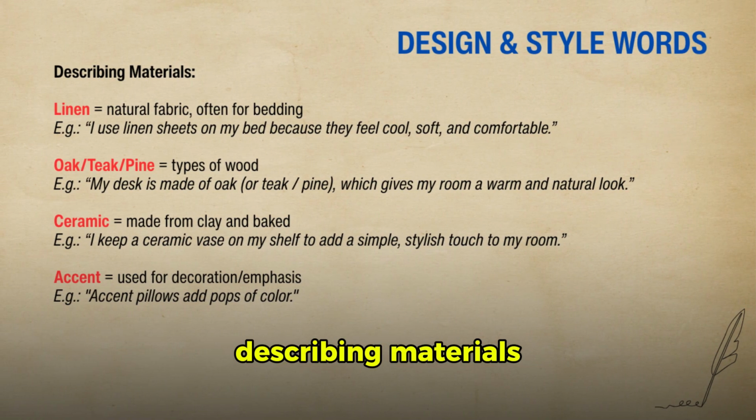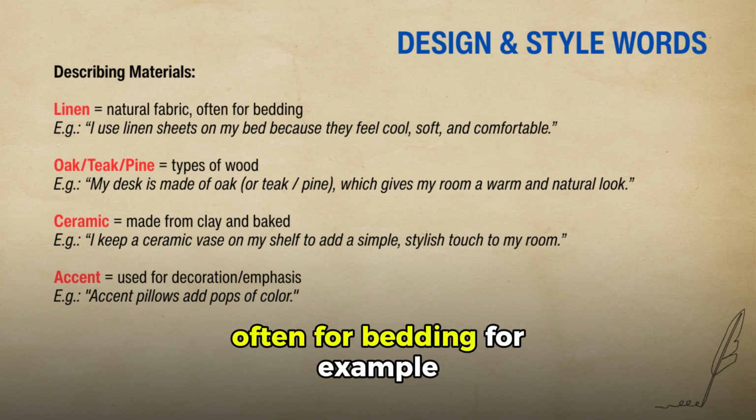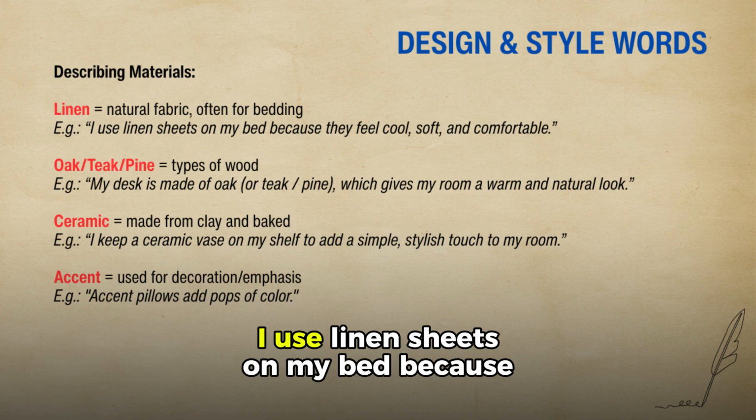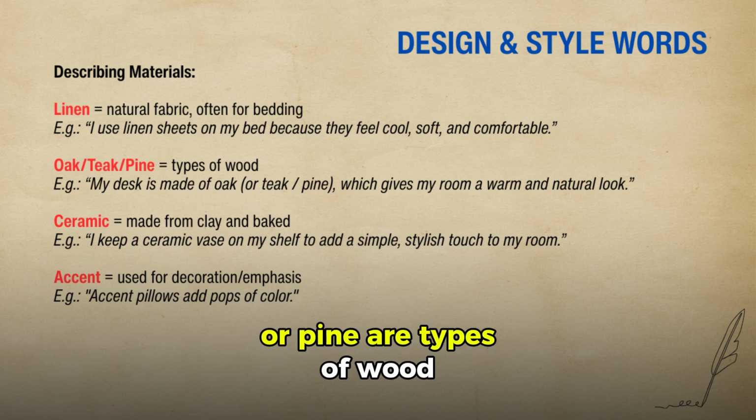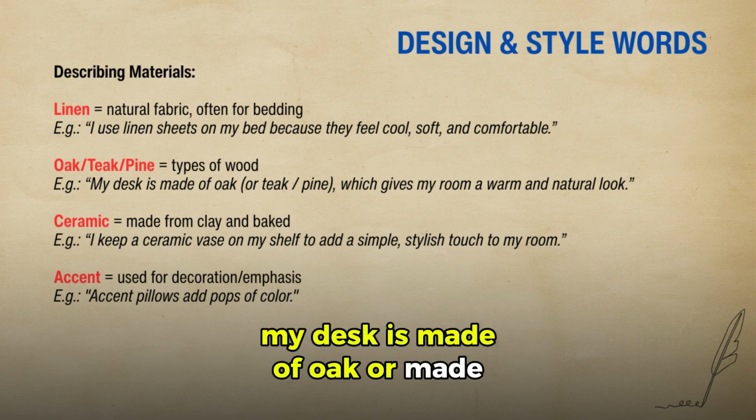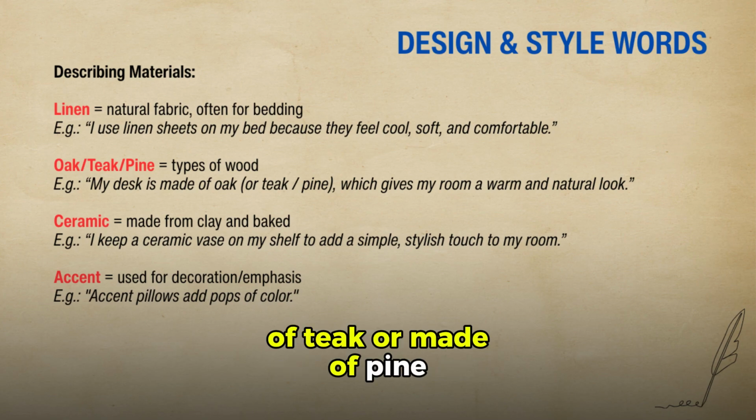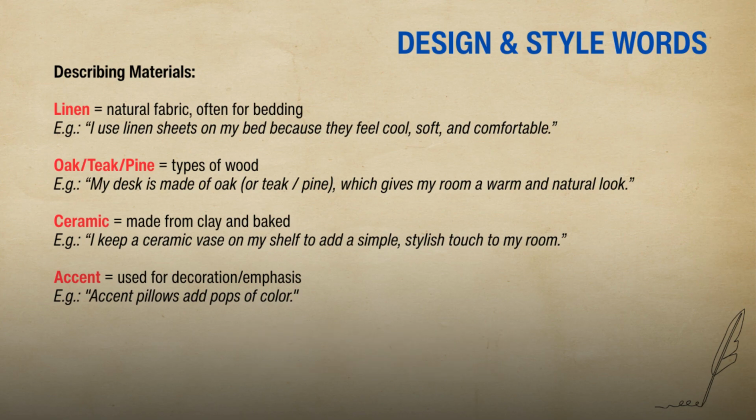Describing materials. Linen is a natural fabric, often for bedding. For example, I use linen sheets on my bed because they feel cool, soft, and comfortable. Oak, teak, or pine are types of wood. For example, my desk is made of oak, or made of teak, or made of pine, which gives my room a warm and natural look.